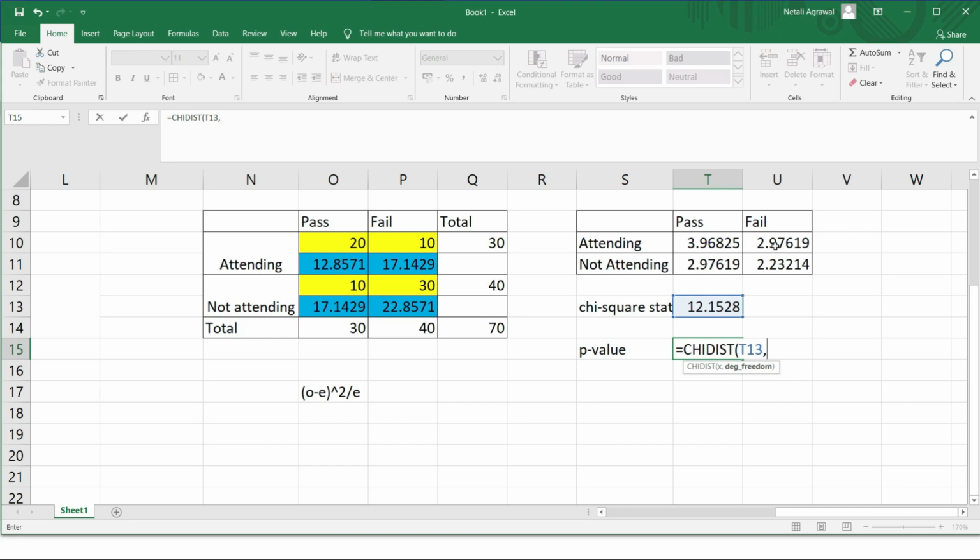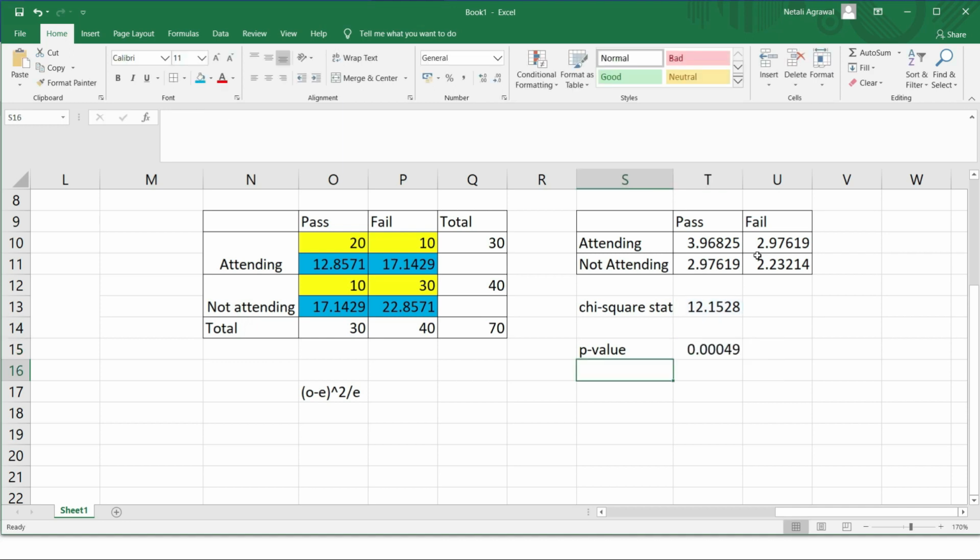We have 2 rows over here. 2 minus 1 is 1, and the number of columns is also 2, so 2 minus 1 is 1. 1 into 1 gives you 1, so the degree of freedom over here is 1. And the p-value is coming as very low. It is 0.00049. It means it is quite lower than 0.05. That's why we reject the null hypothesis and we say that pass and fail depends on attending and not attending the classes. So this is all about the chi-square test.